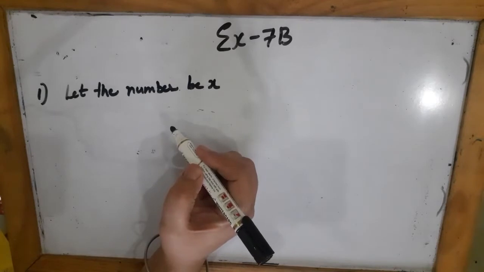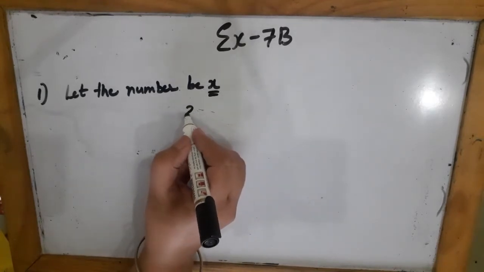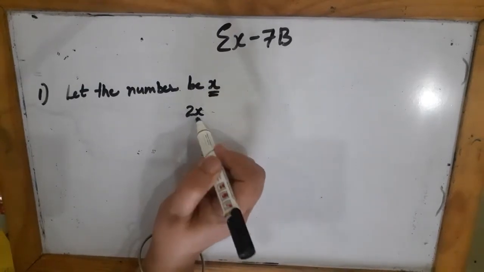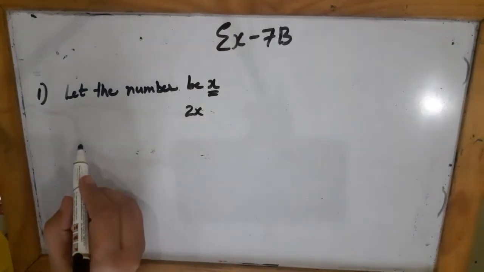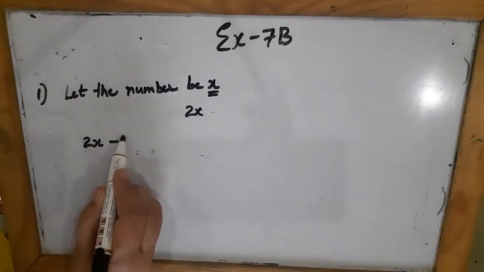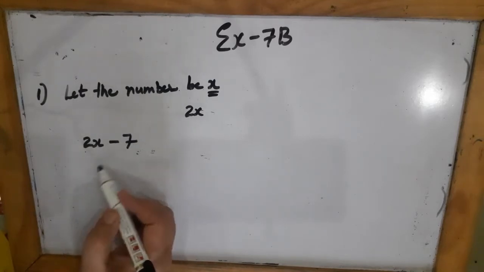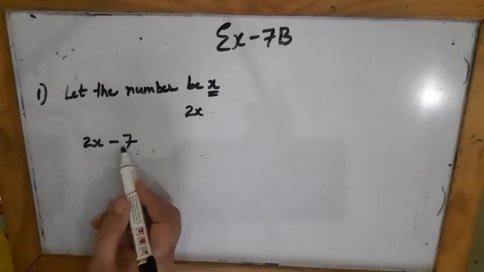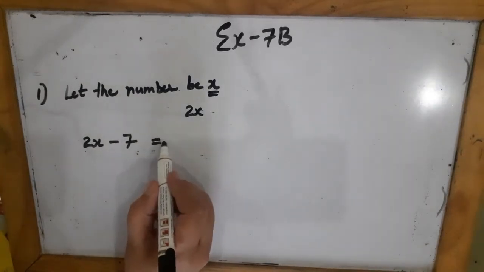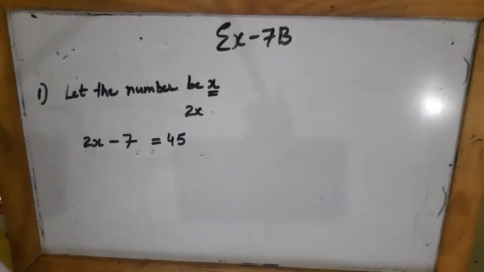Now they are saying twice a number. The number which I have taken, what will be its twice? It will be 2x. Now let me form the equation. Twice a number when decreased by 7. Decrease means when I subtract 7 from it. Decrease means उसको उसमें से कम किया, so I have to minus 7, gives 45. So this becomes my equation.